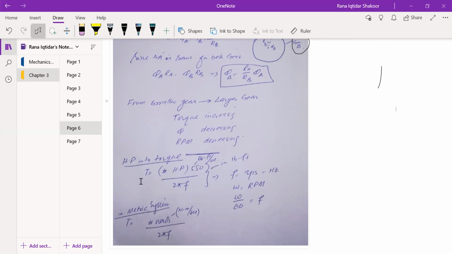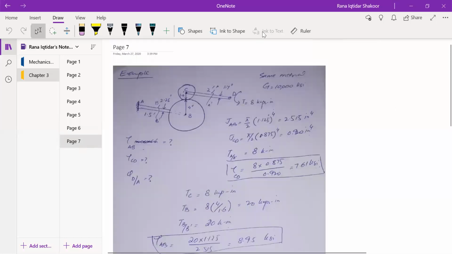You might see some expressions where you use 6600 instead of 550, so that will be pound inch per second. The second will cancel with the second, and you will end up with only pound feet. In the metric system, where we have watts or kilowatts, we have a simpler one. Simply divide the watts, that is newton meter per second, by 2 pi f, so you directly get the torque that is being produced by that particular motor, or the driver side of the machine.